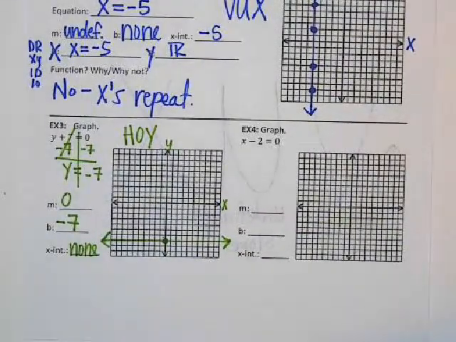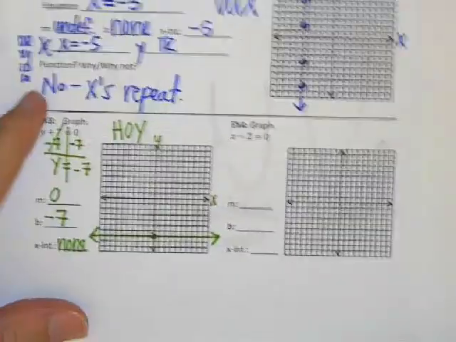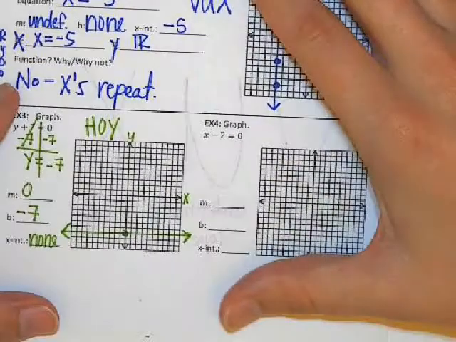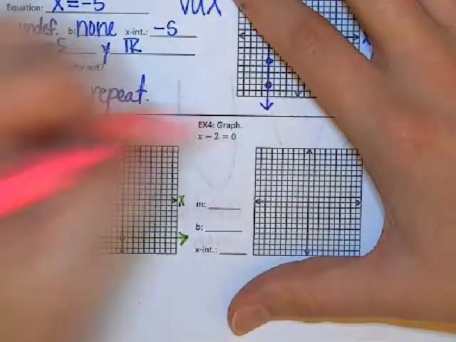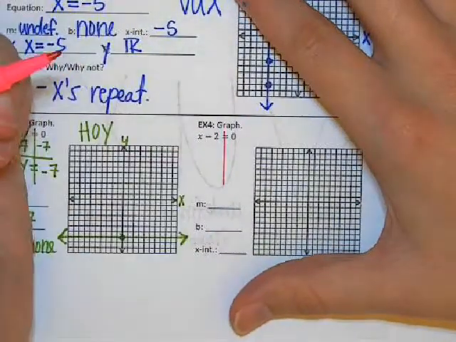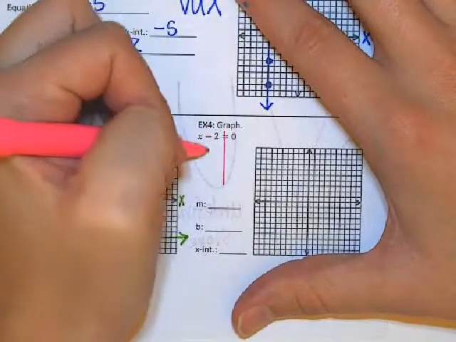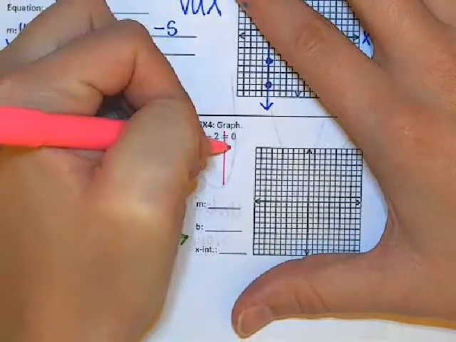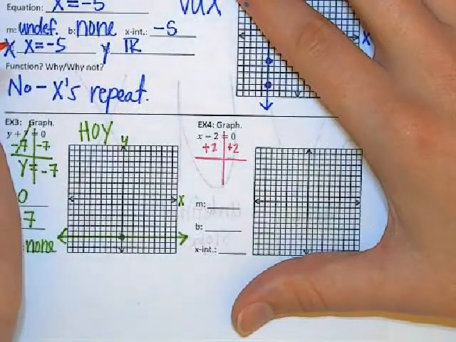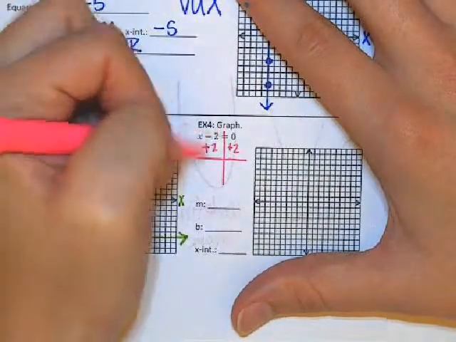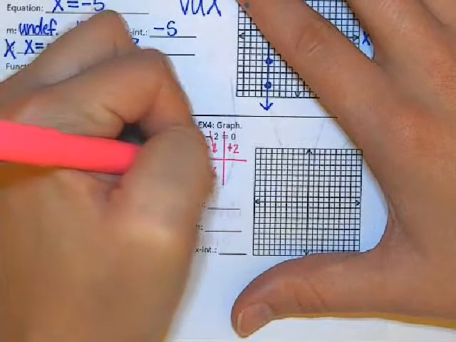Okay. Example 4. We're going to graph this. Can I graph it how it looks? No. What do I need to do? Solve for x. What do I get rid of? Negative 2, so I need to add 2. Negative 2 plus 2, cancel. I'm left with x equals.